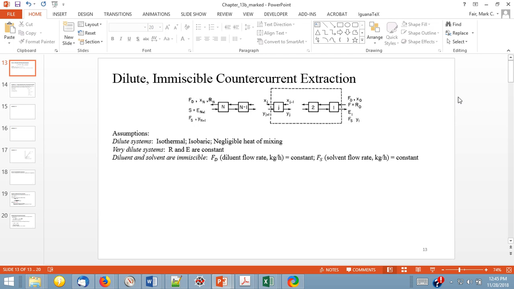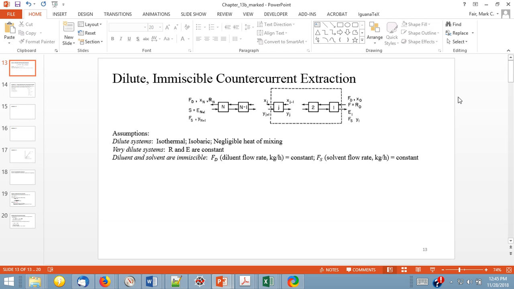We're going to further make an assumption that it's very dilute. So we're going from dilute to very dilute. If it is very dilute, that means that there's not much of the solute which is transferring between streams as it's going through the system. In fact, that's small enough that we're going to be able to essentially say that the raffinate and the extract streams are constant through our extractor. We did something similar to this previously when we did absorbers and so on, for parts of our system.